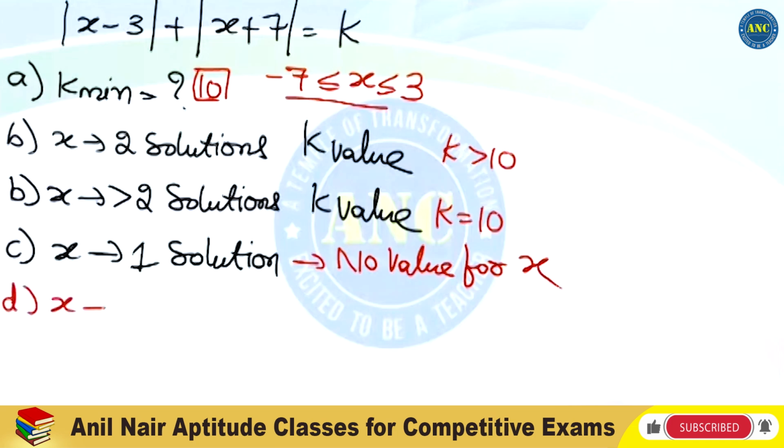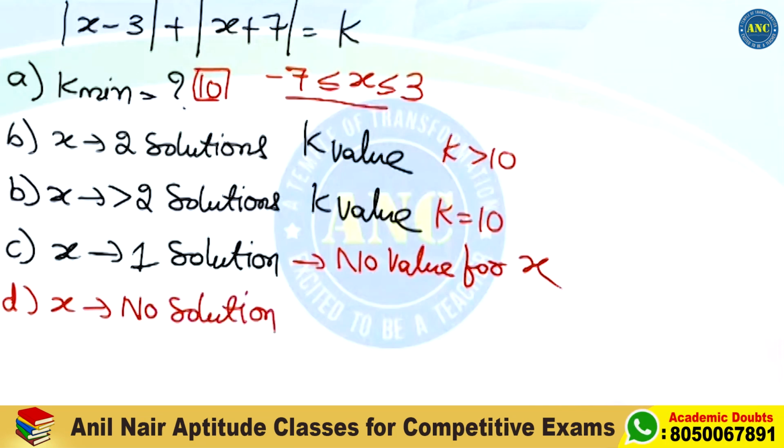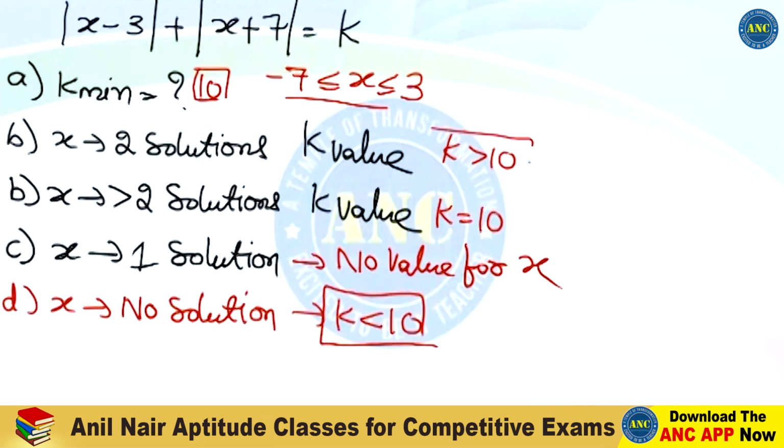Suppose I want x to have no solution. No solution means k should be less than 10, since the minimum distance is nothing but 10. I hope the idea is clear: two solutions, more than two solutions, one solution, and no solution. And what is the minimum value of k?